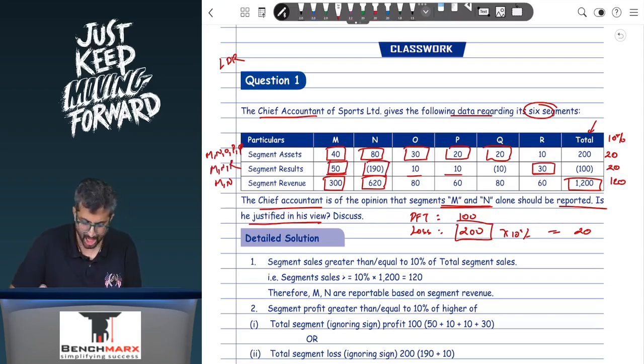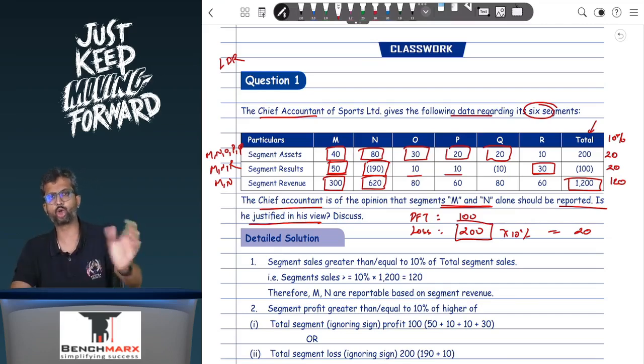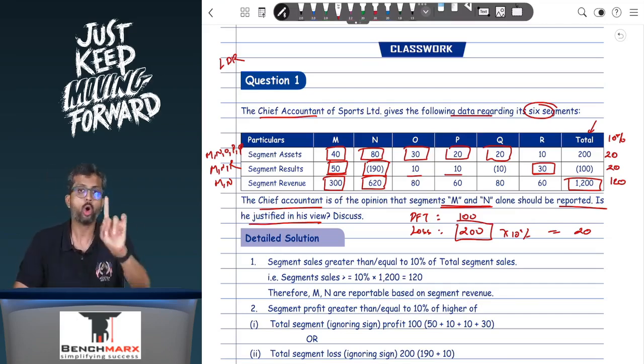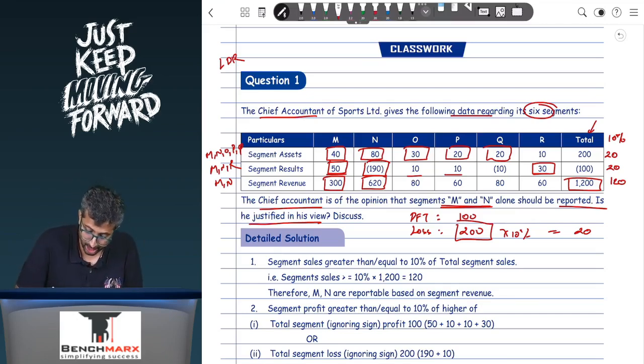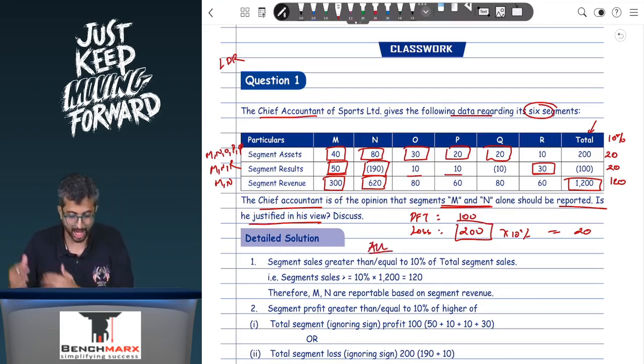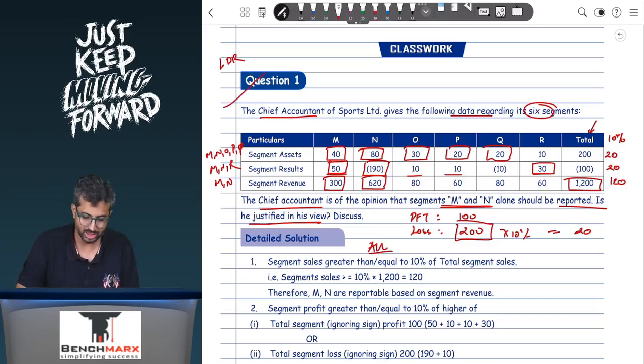So do I have to meet all the criteria? Chief accountant says M and N. Maybe he's thinking that all the conditions have to be met. The answer is no, only one of them has to be met. And considering that all segments, M, N, O, P, Q and even R, which was covered in segment results, will be reportable. If all segments are covered, 100% of the external revenue will be covered, and hence I don't need to check for that 75% separately. So this is question number 1.